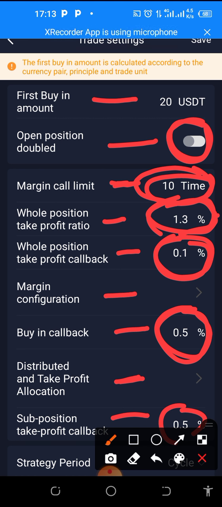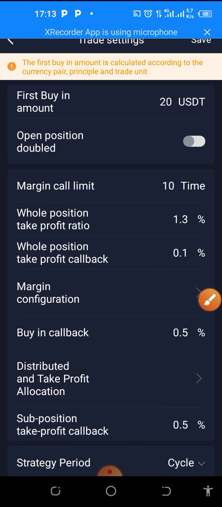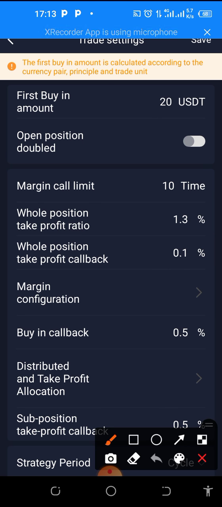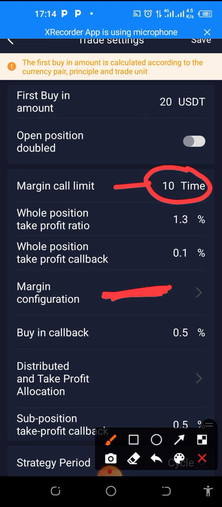So the next thing I want to do is go to the margin configuration, which is here. Now let's click on it. Before we go, I want you to take note. Here is margin call limit, and here is margin configuration. Here is where you actually configure the instruction you have given, which is the number of times you have told it to buy for you as the market keeps going down. So the margin configuration is where you configure and complete the instruction.